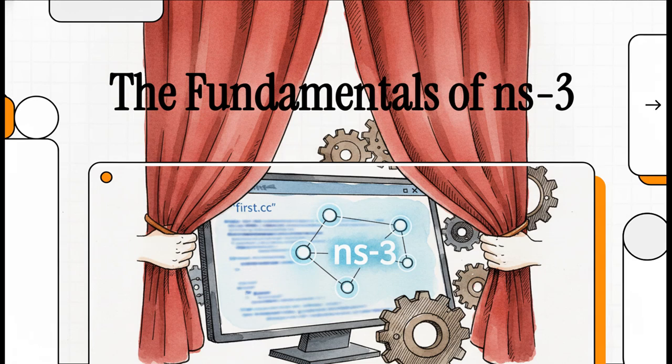All right, today we're pulling back the curtain on one of the most powerful network simulators out there, NS3. If you've ever wondered how you could build and test a network without a single piece of physical hardware, you are in exactly the right place. We're going to break down its core concepts by building a really simple network from the ground up, using its main tutorial script, first.cc. Let's get into it.